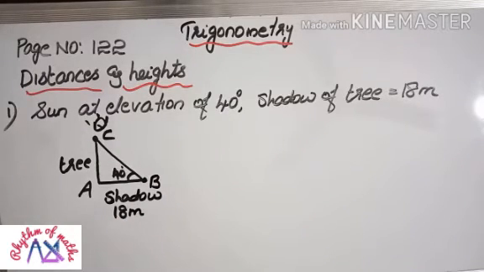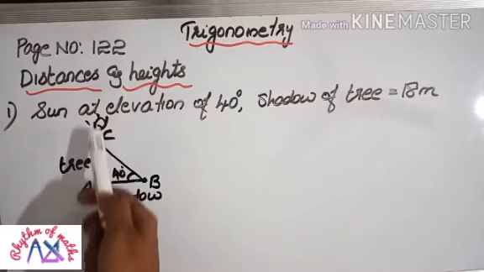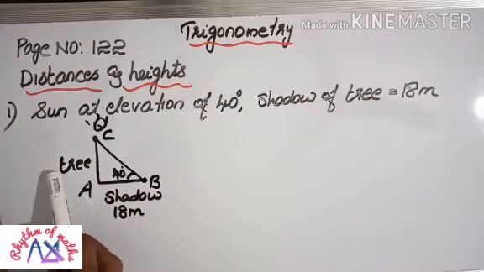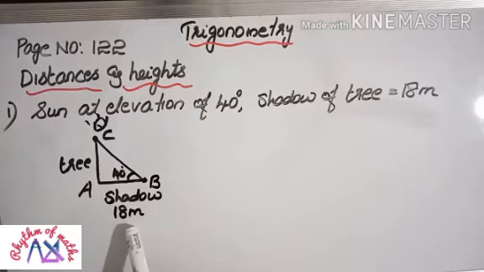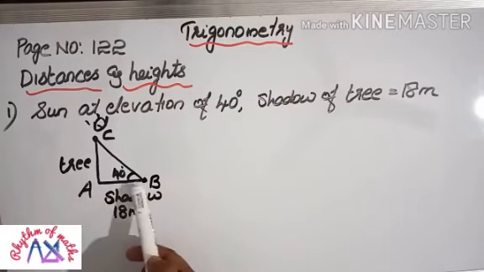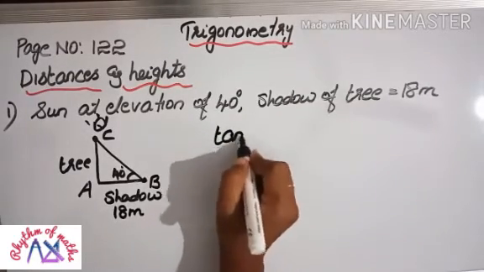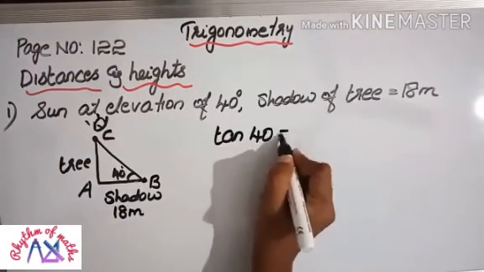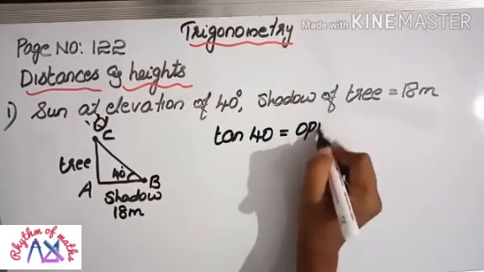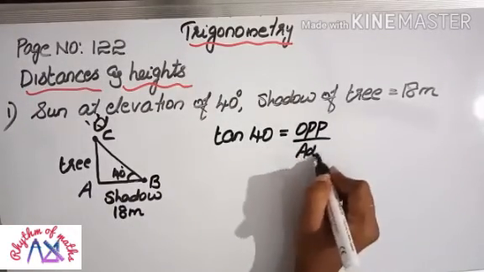Now let's solve. Here 40 degree angle is given. Same like the previous cases, here we have to consider sine, cos or tan. Which measurement do we need to find? The side opposite to 40 degrees. That means AC, the tree, we need to find. Opposite we need to find, and the adjacent side is given. 18 meter is AB, that is the adjacent side. So opposite and adjacent comes in where? Tan. So tan 40 equals opposite side by adjacent side.